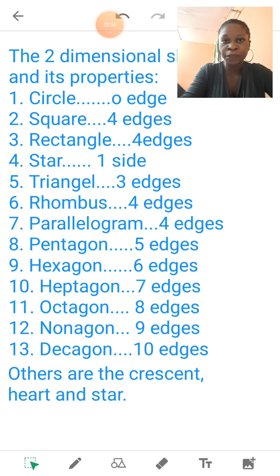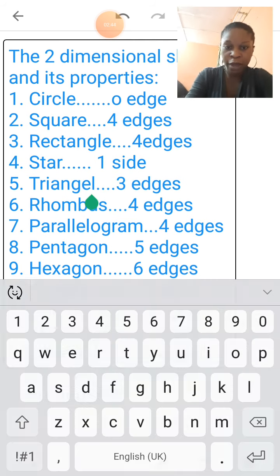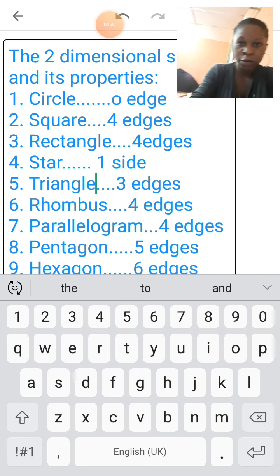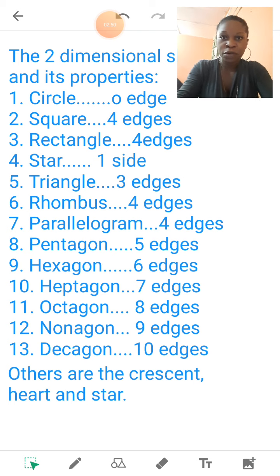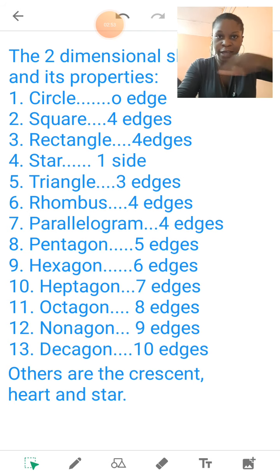Also, the rectangle has its 4 edges. Good. The star has 1 side. The triangle, there's a typo here, so I'm going to correct it now. Thank you. The triangle has 3 edges. That's like this, like this, like this. 1, 2, 3. Good. You all know the triangle shape. The rhombus has 4 edges. Now, the rhombus is like a kite. It's flat. You're going to see a picture of all the shapes when I flip to the next slide. The parallelogram has 4 edges. The pentagon has 5 edges, 5 sides.